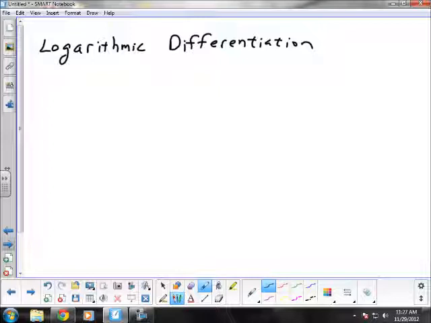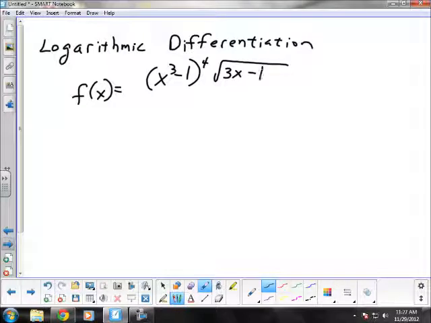Now, the reason that we talk about this here is that they give us an equation. They say, look, check this out. What if f of x is equal to x to the third minus 1 raised to the fourth times the square root of 3x minus 1 over x squared plus 4?